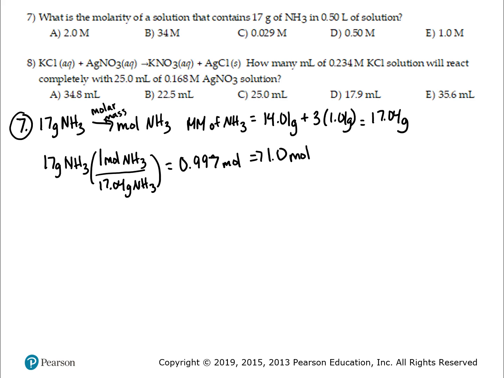For molarity, you take the number of moles and divide by the number of liters. So we've got 1 mole over 0.50 liters. That gives us 2 molar. That's A. Questions on that one, or are we good?